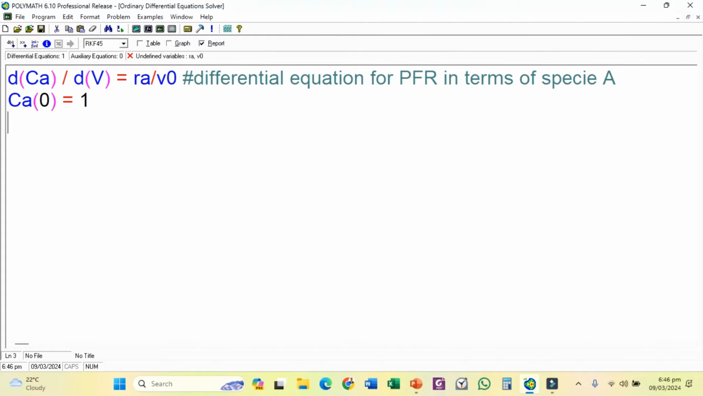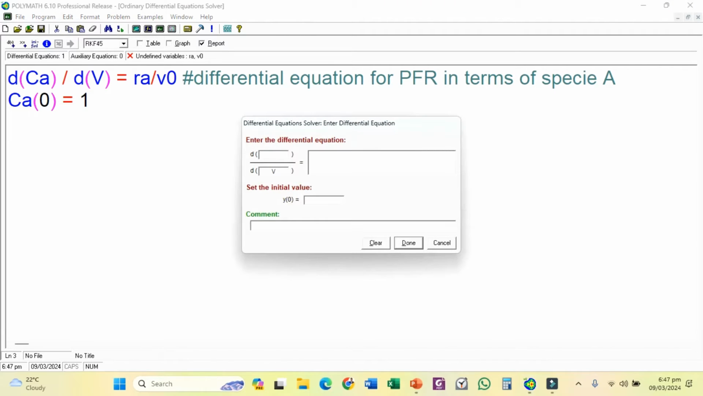Similarly, we have to enter the equation in terms of B, because A goes to B. So the concentration of A will decrease in the system and the concentration of B will increase in the system. In the same way, dCB over dV equals rB over V0, but the initial concentration of B is obviously 0, and we can say differential equation for PFR in terms of species B.